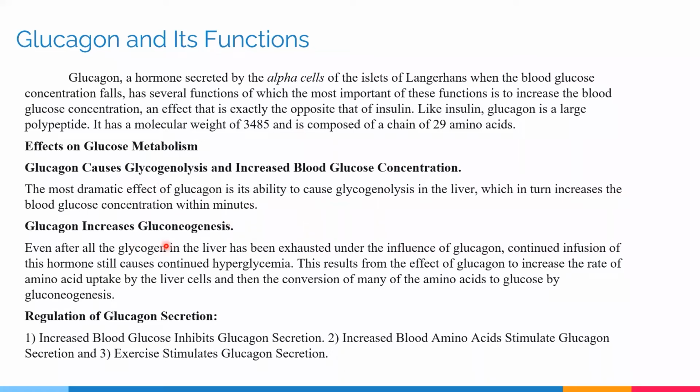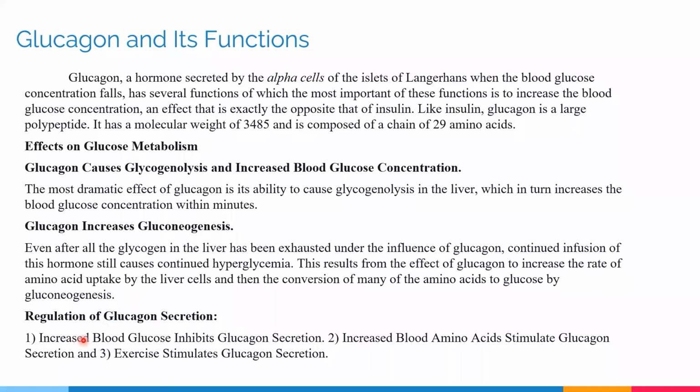Glucagon also increases gluconeogenesis. Even after all the glycogen in the liver has been exhausted under the influence of glucagon, continued infusion of this hormone still causes continued hyperglycemia. This results from the effect of glucagon to increase the rate of amino acid uptake by the liver cells and then the conversion of many of the amino acids to glucose by gluconeogenesis.